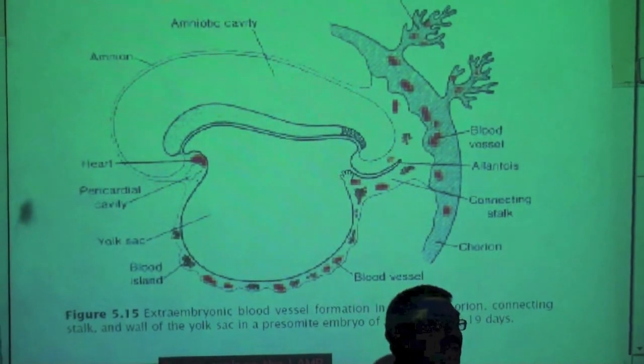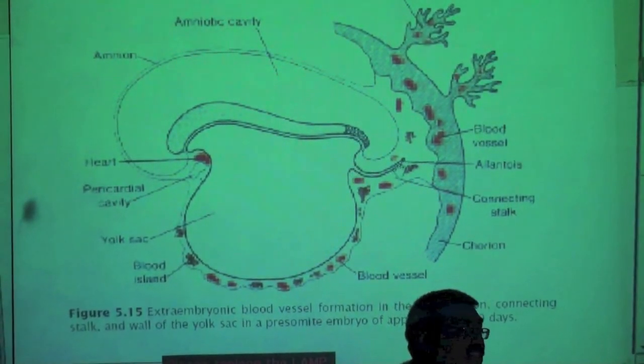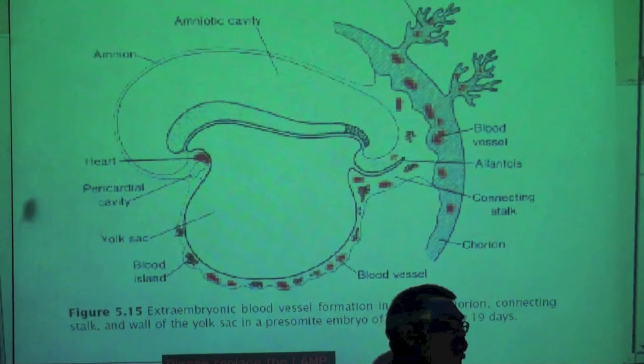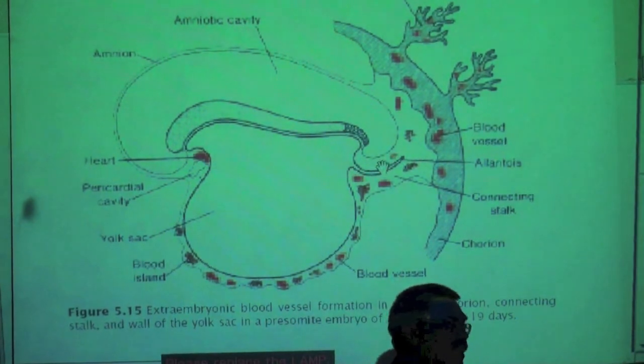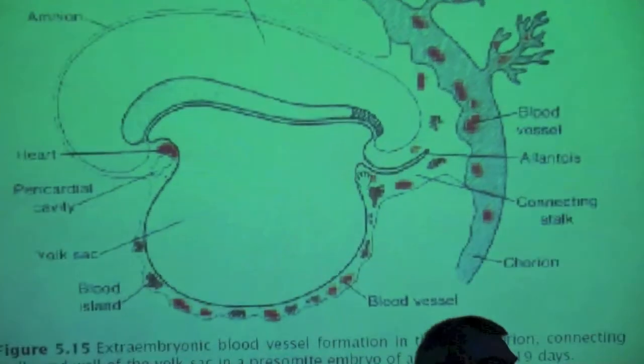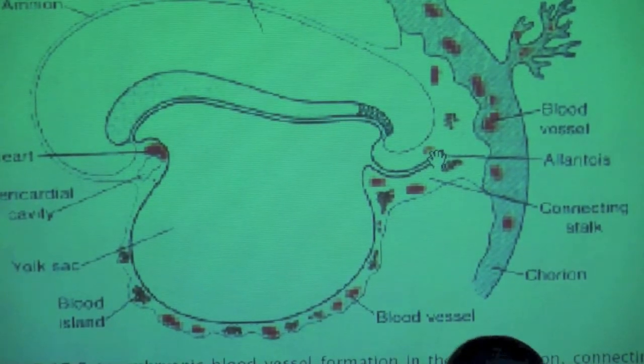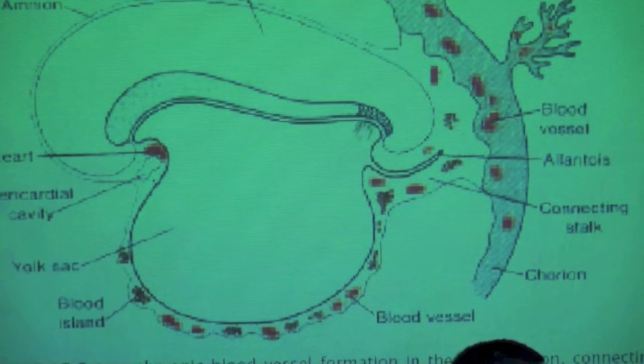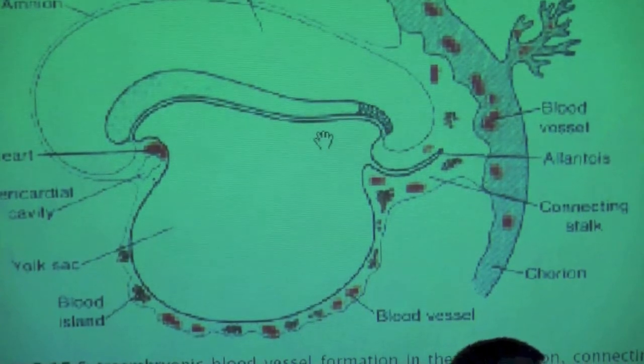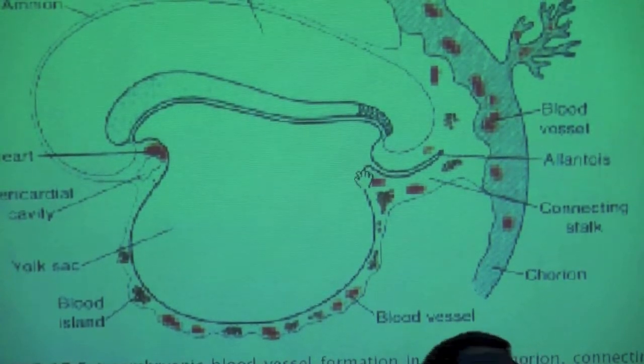So what happens? This stalk will become the umbilical cord. Now this allantois is going in the umbilical cord up to the umbilicus. And if this part becomes the urinary bladder and this allantois does not degenerate, so what happens?